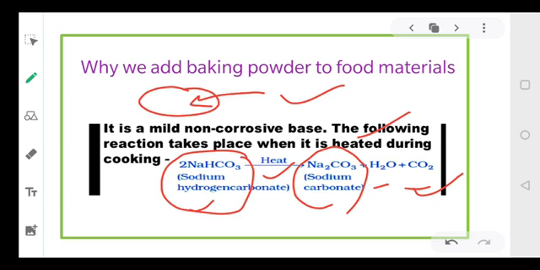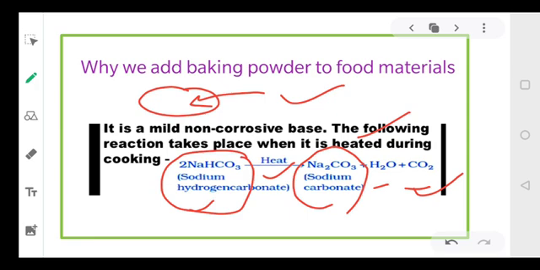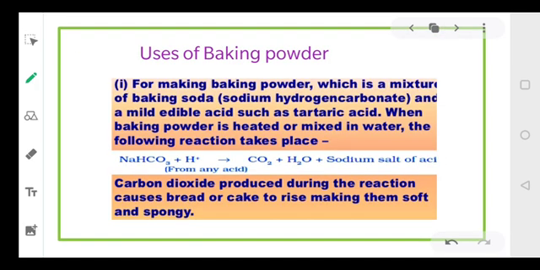This CO2 helps in cooking faster. And suppose we are using this in making cakes, then this CO2 will make the cakes fluffy and soft. Sometimes they may ask you why we use sodium bicarbonate for making cakes. This is what happens: this carbon dioxide will make the cake soft and fluffy.